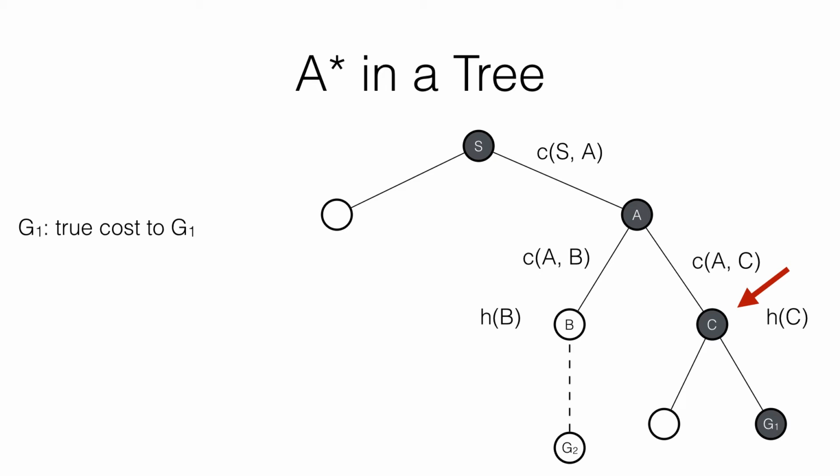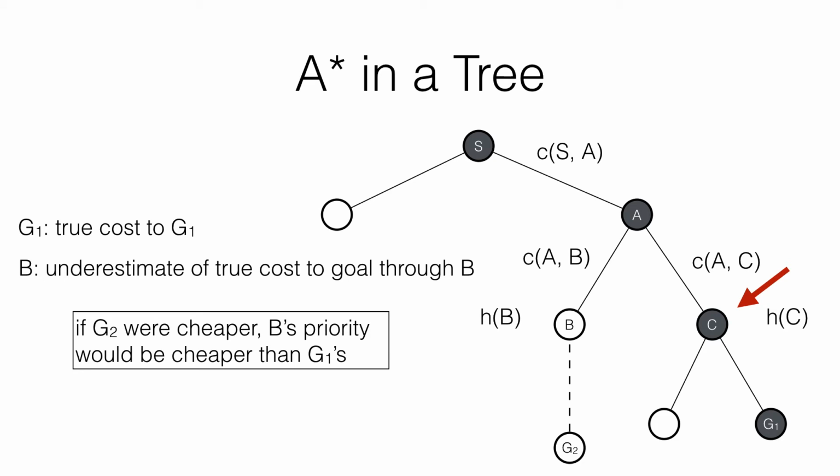And then going back to what we saw previously, the cost for node B in the priority queue is going to be an underestimate of the true cost to get to the goal through B. So what that means is if G2 were actually cheaper than G1, then B's underestimate of the cost to get to G2 would be even smaller, would be even cheaper than the true cost to get to G1. So this is really just an example. You can abstract away from this and try to come up with a general principle, and eventually you'll lead yourself to the full proof of this argument.